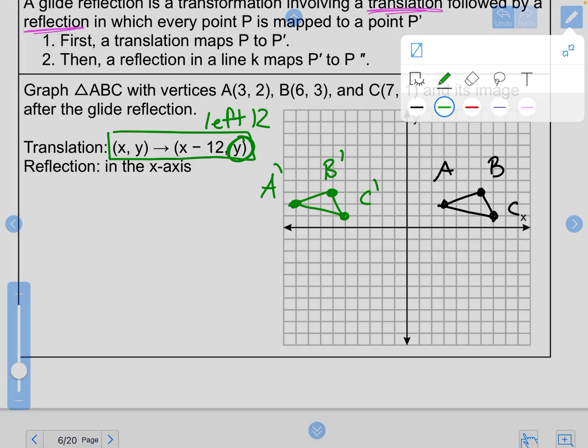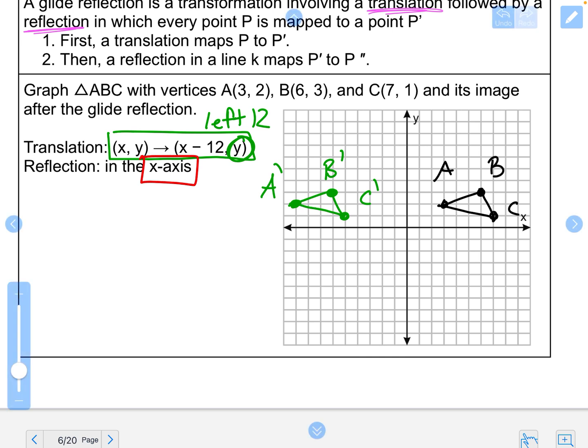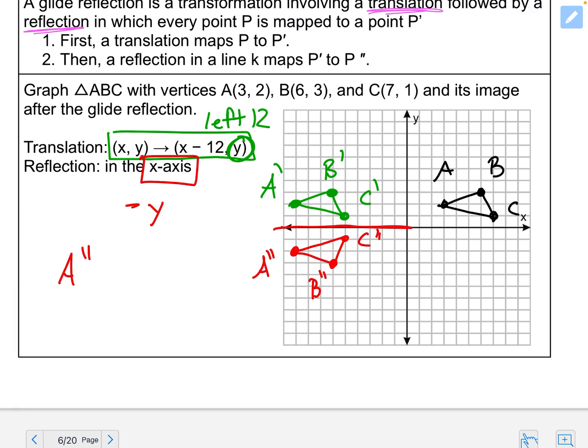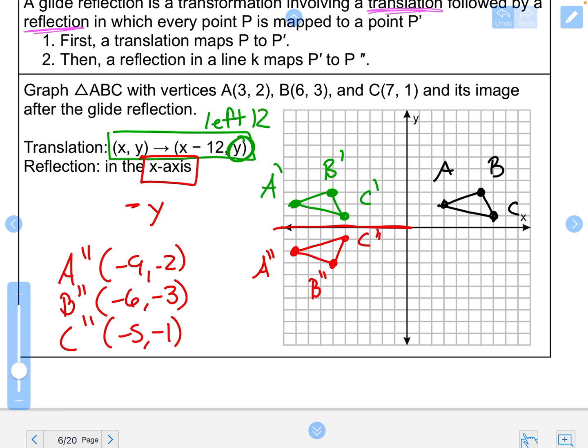And now they want us to reflect it over the x-axis. If we reflect it over the x-axis, the y value becomes negative. Or we can just remember that they're the same distance away, and so that's A double prime. That's B double prime, and there's C double prime. And so our coordinates for A double prime is -9, -2. B double prime is -6, -3, and then C double prime is -5, -1. And so those are our glide transformations.